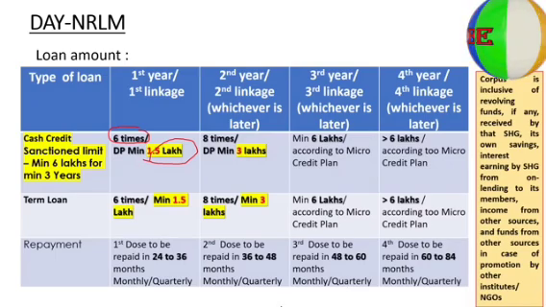Repayment period is, for the first dose, it is for term loan only, as we all know. In the case of term loan, the first term loan has to be repaid between 2 to 3 years. Then second loan, 3 to 4 years. Third loan, 4 to 5 years. Fourth loan, 5 to 7 years. I think it is easy to remember: 2 to 3 years, 3 to 4, 4 to 5, 5 to 7.